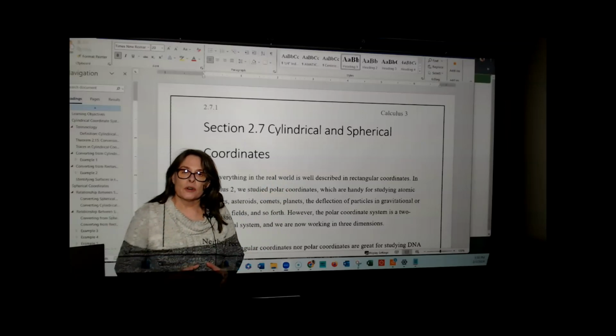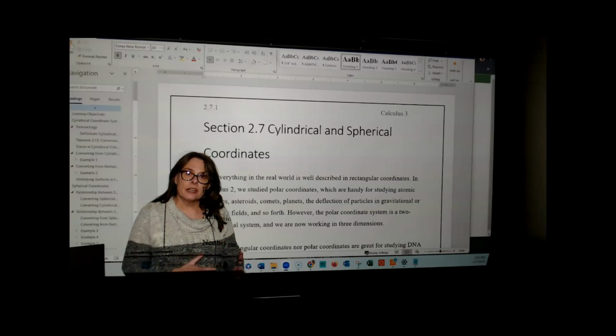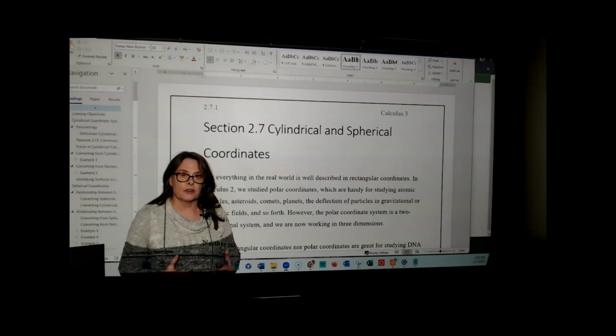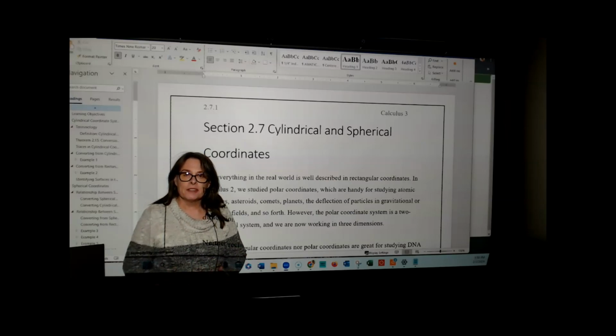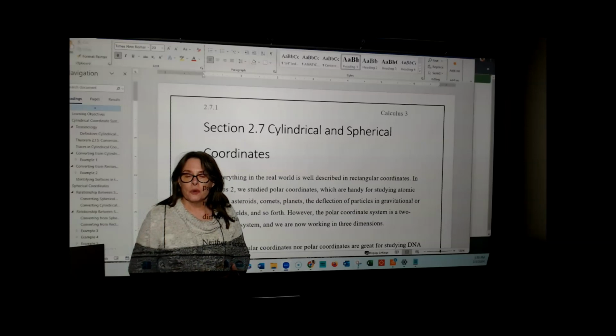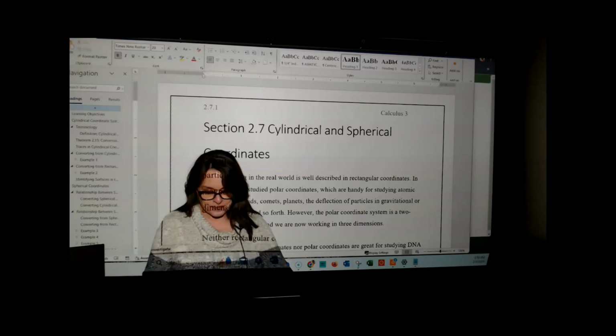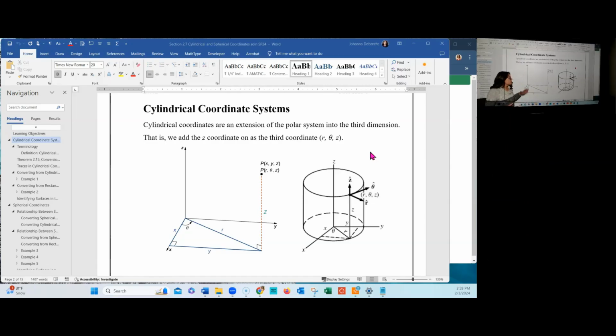The spherical coordinate system, as it's named, is based on a sphere, while the cylindrical coordinate system is based on a right circular cylinder, what we typically think of as a cylinder. Let me share my screen with you, and we'll go ahead and get started with a more detailed look at these two new coordinate systems. We're going to start with a look at the cylindrical coordinate system.